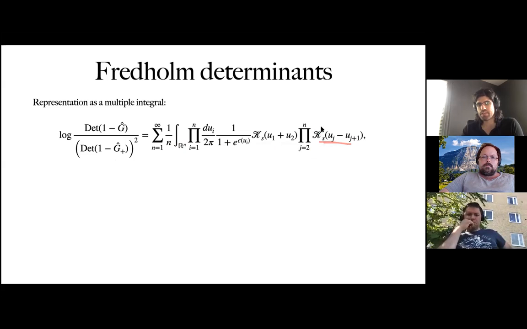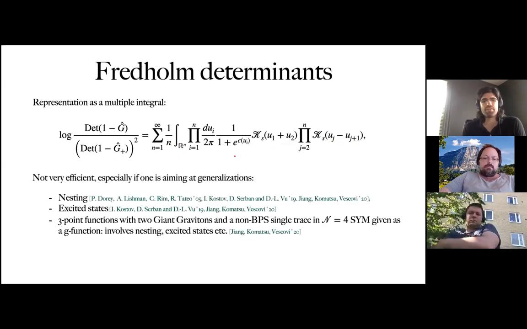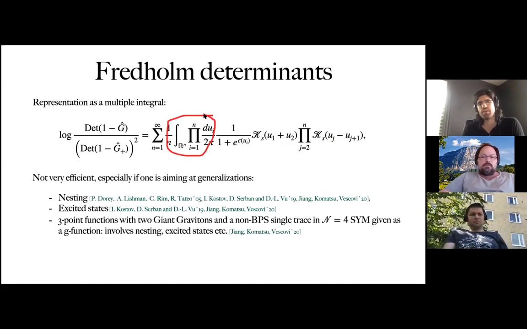Remember that kernel KS is the standard kernel in the TBA, and also with this prefactor, depending on the wave functions. So this is fine for some practical purposes, but it's not super efficient because you have to deal with these nested integrals. Sometimes you can truncate to a few terms and it will give you a good approximation, but that's not what we want. Having to compute multiple integrals, we know from many other contexts, is usually a tricky thing to do.